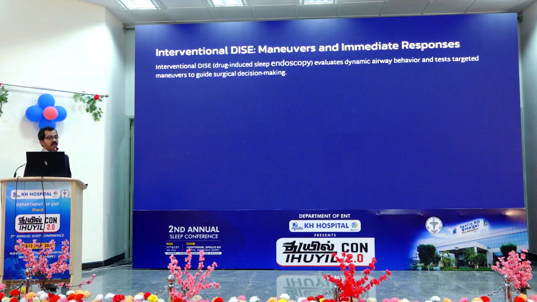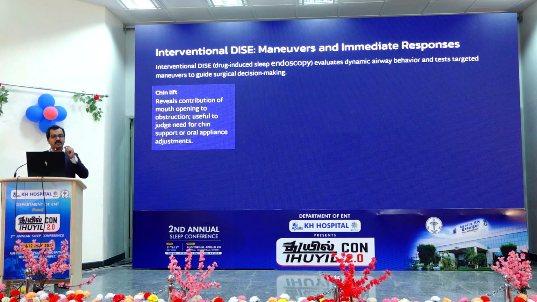Then a few words about interventional DISE. This is one advantage of doing a DISE, where you can predict the success rate of different treatment options. For example, chin lift. Some people will sleep with the mouth open. You just close the mouth and chin, and you will see immediately what the response is. So if a patient's tongue fall back gets reduced by closing the mouth, you can give them a chin strap or just tape the mouth. That will help them resolve their symptoms.